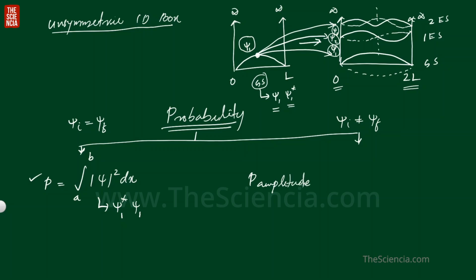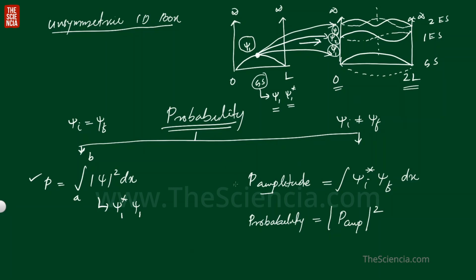Both are different. And this equation is as follows: probability amplitude is equal to the integral of psi initial wave function star, psi final wave function, dx. And how are this probability amplitude and probability related? Probability is equal to the modulus square of the probability amplitude. So once you find the probability amplitude, take the modulus square, and you get the probability of finding the particle.